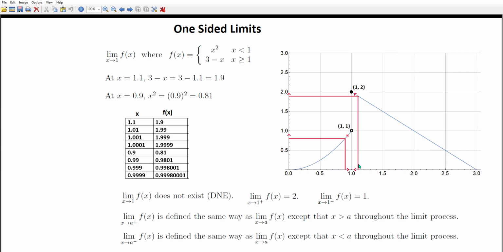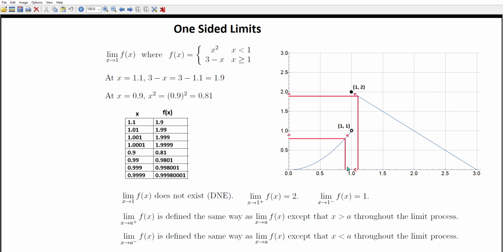If x is slightly bigger than 1, the function values are up here. They're a little less than 2. And as we move this direction, we slide up this curve, and the function values slide up the axis towards 2. When we're a little less than 1, and we move towards 1, the function values are going to slide up this curve and give us a limit of 1 if we stay on this side.